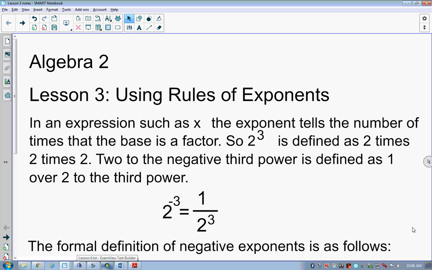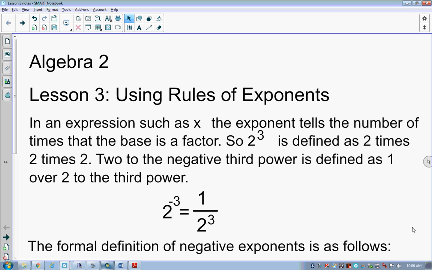All right, lesson 3, we're going to be talking about using rules of exponents. All of the stuff that we're talking about is foundational, so you're going to see this over and over and over again. So if you don't get it today, you're going to really struggle with it later on. So the better that you understand it today, the better chance you have of success tomorrow and the day after and the day after.